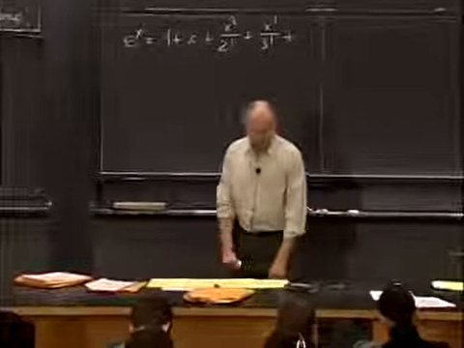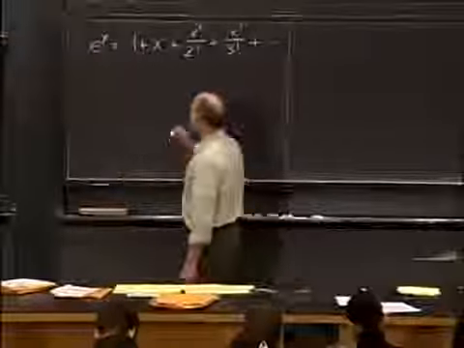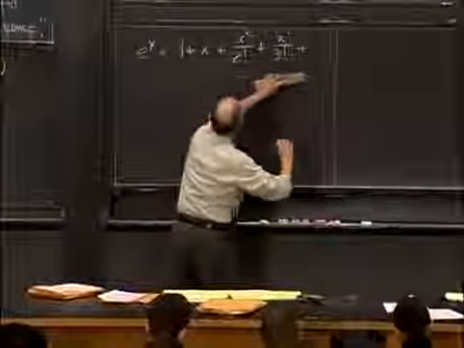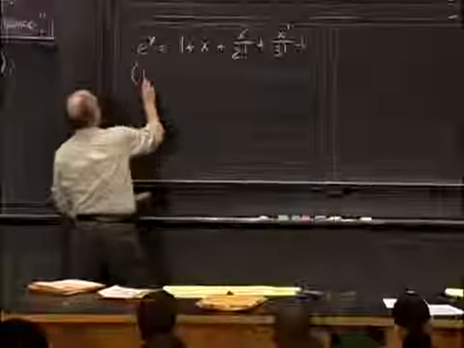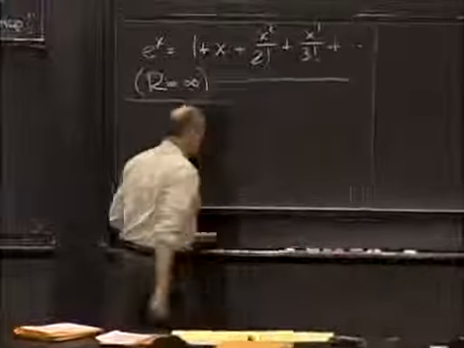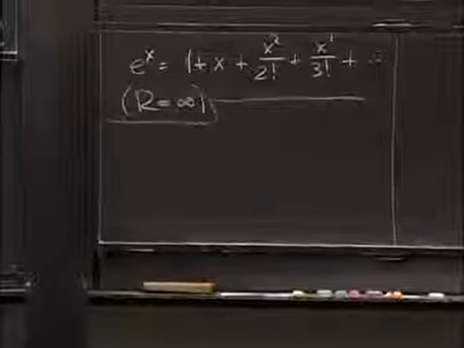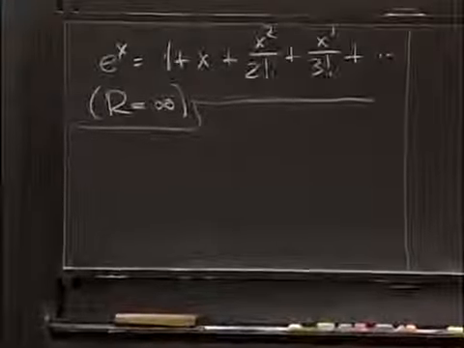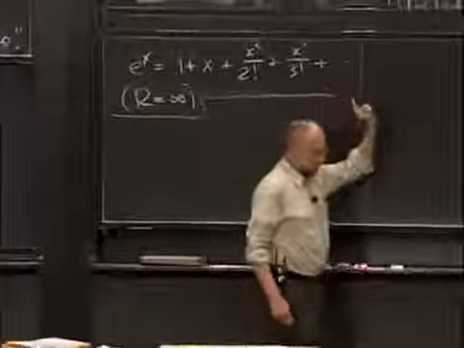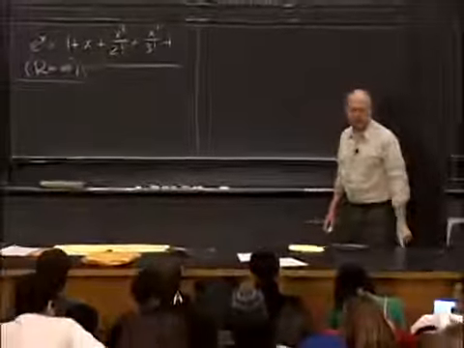Okay, so that's a basic example. Let's do another basic example of a power series. Oh yes, and by the way, whenever you write out a power series, you should say what the radius of convergence is. And for now, I will just tell you that the radius of convergence of this power series is infinity. That is, this sum always converges for any value of x. And I'll say a little more about that in a few minutes.